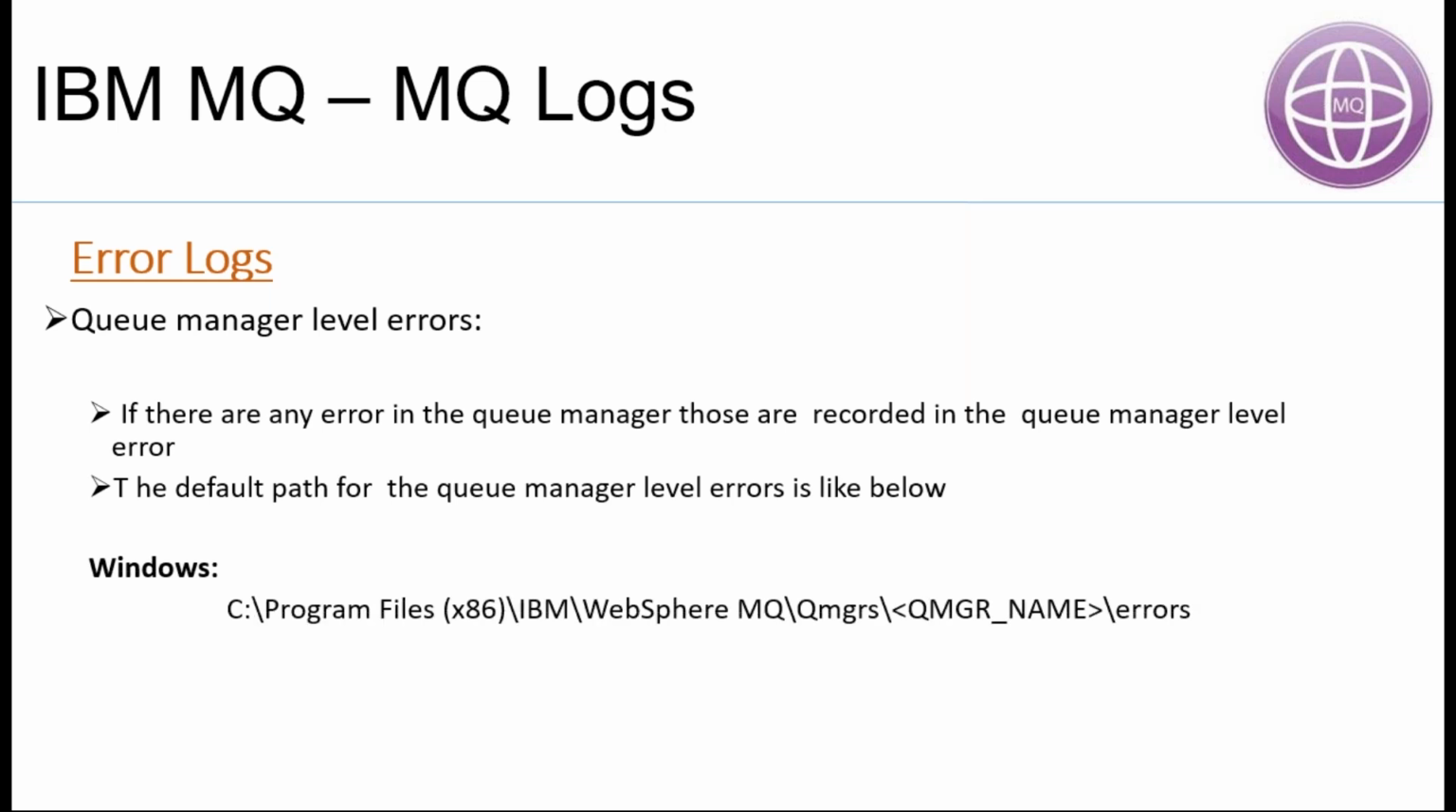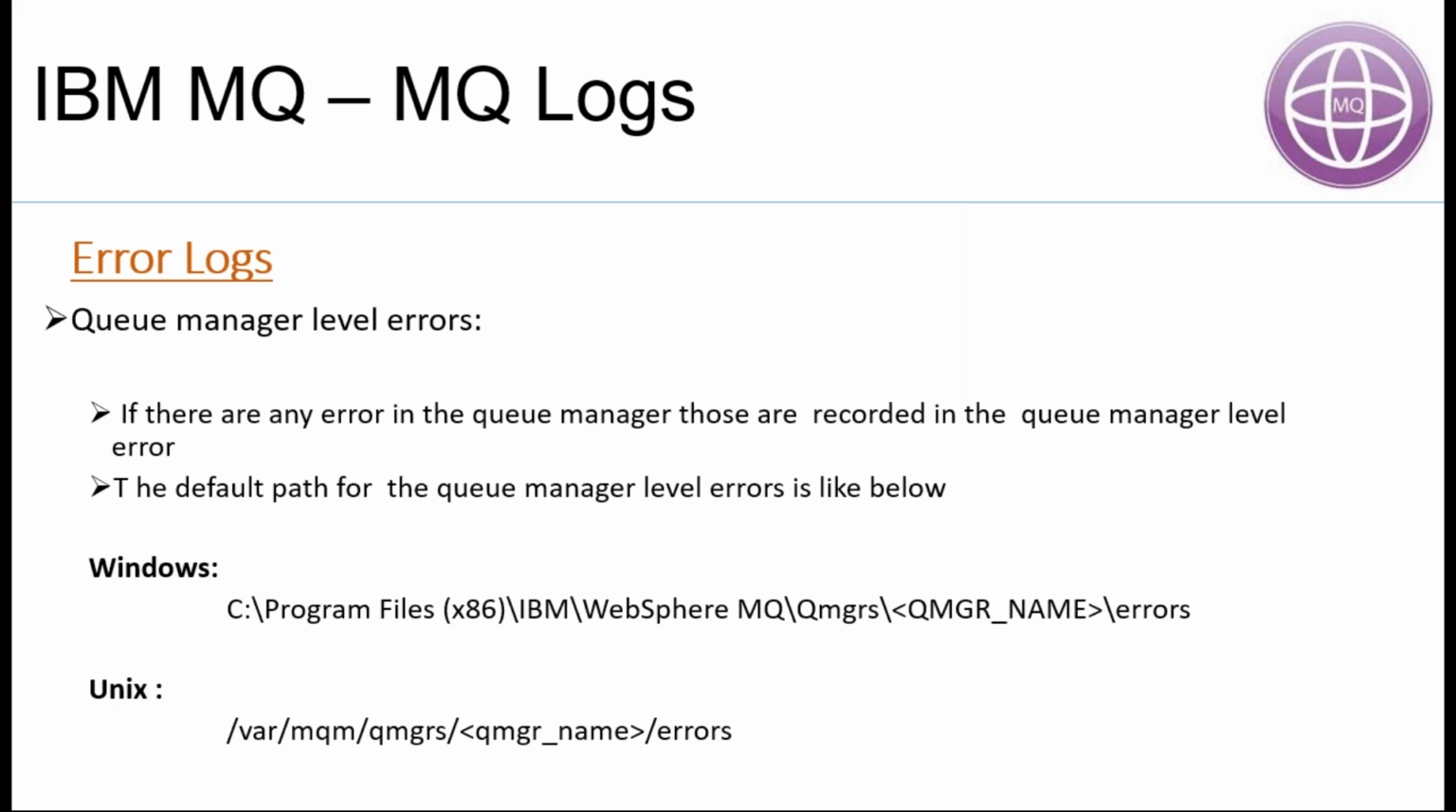The default path of the queue manager level error log will look like this. In Windows, the path will be C:\Program Files\IBM\MQ\qmgrs, then the particular queue manager name, and then you go to the errors directory. But here we are learning on Linux, so it will be /var/mqm. What is var mqm? The log file destination. No, I am asking what is var mqm? It's not a log file destination.